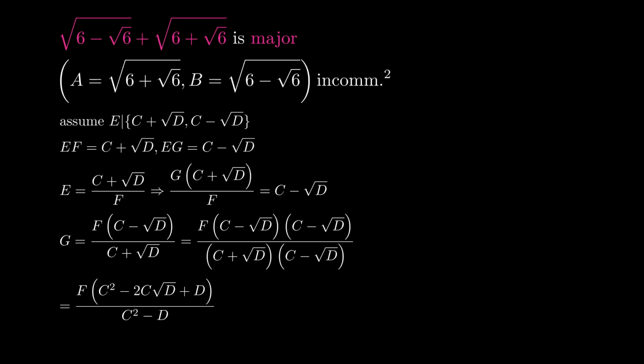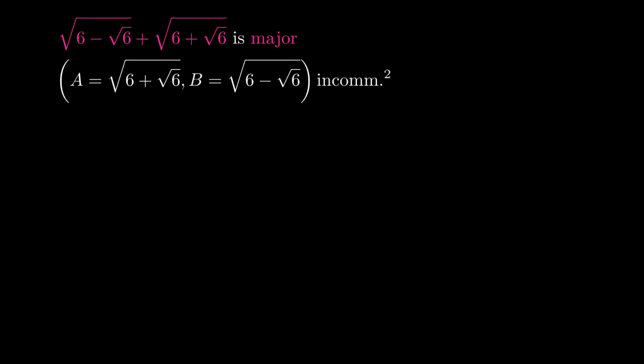So, no matter what whole number f is, g will always be irrational, so c plus root d and c minus root d have no common measurers. Thus, specifically, 6 plus root 6 and 6 minus root 6, a squared plus b squared, are incommensurable, so a and b are incommensurable in square. A squared plus b squared equals 12, a rational.